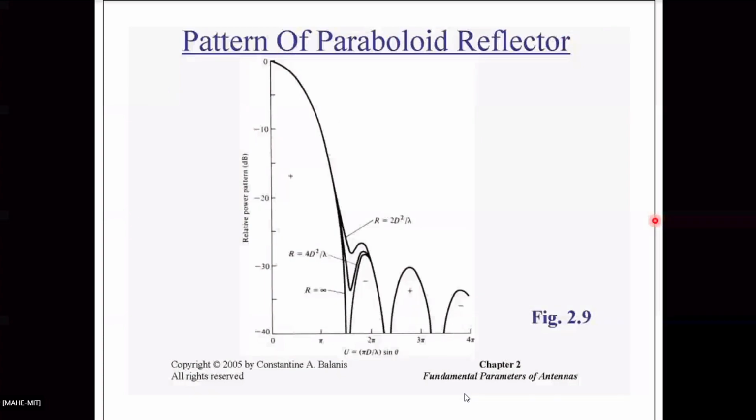Pattern of a parabolic reflector. So this is an antenna at a far-off distance. He has varied R in this diagram. You can see three values of R. R is equal to 2d square by lambda, which is where the far field region starts. R is equal to 4d square by lambda, and R is equal to infinity. You can see how the pattern is almost the same.